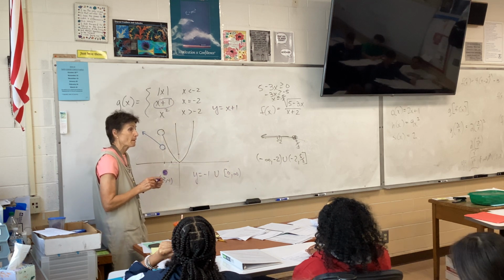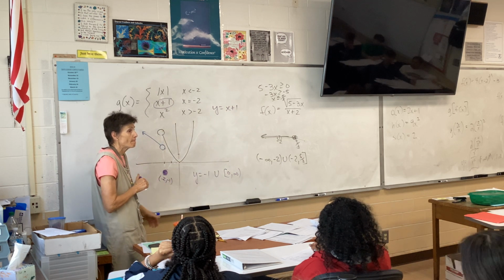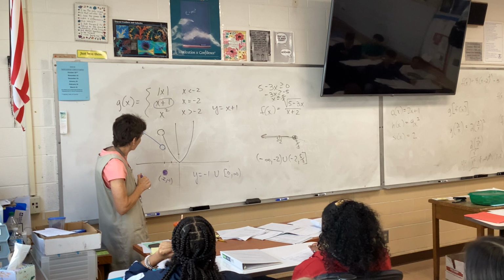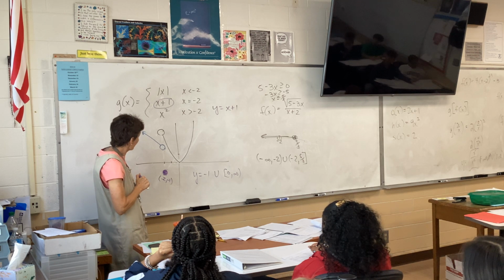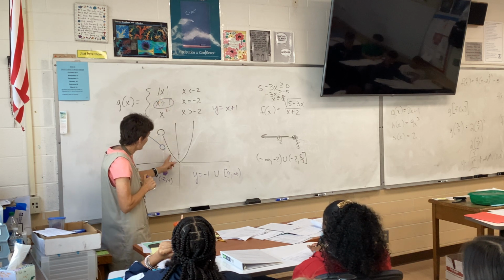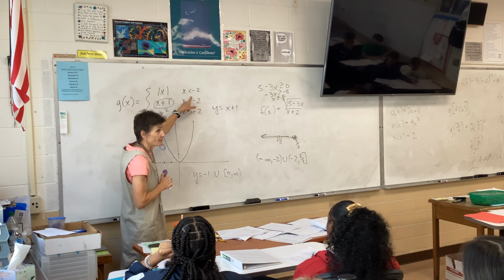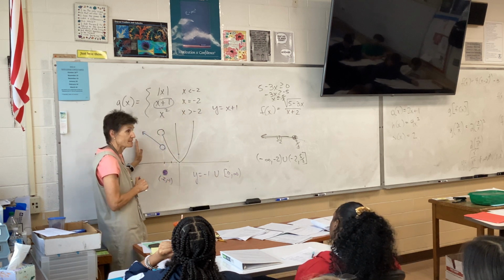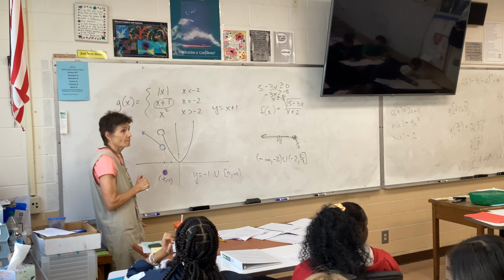Can you explain why the absolute value one isn't on the x-axis? Why it's up there? Well, it was all of this, but I can only do the part of it that's less than -2. Yeah, okay, yes, okay.